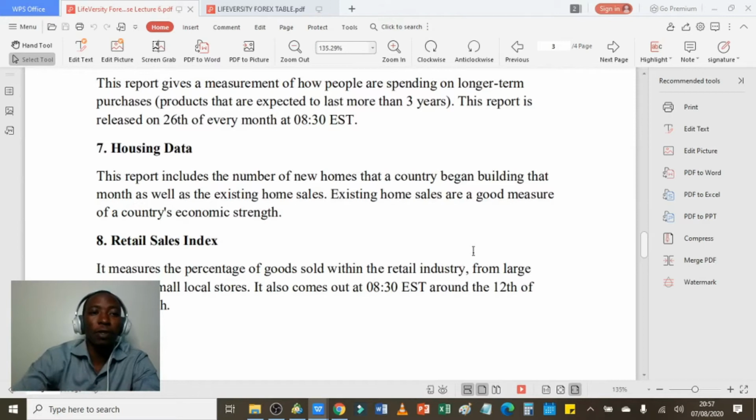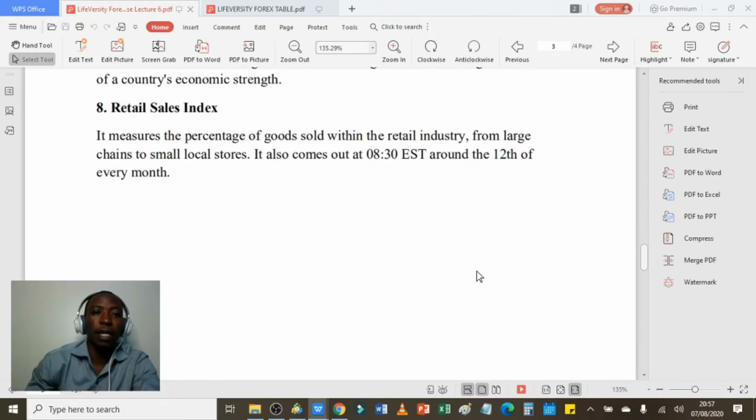And then seven, housing data. This report includes the number of new homes that a country began building that month, as well as the existing homes. Existing home sales are a good measure of a country's economic strength. And then number eight, a retail sales index. It measures the percentage of goods sold within the retail industry, from large chains to small local stores. It also comes out at around 8:30 a.m. around the 12th of every month.